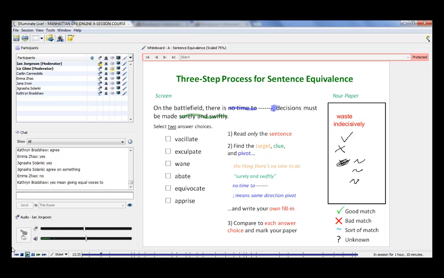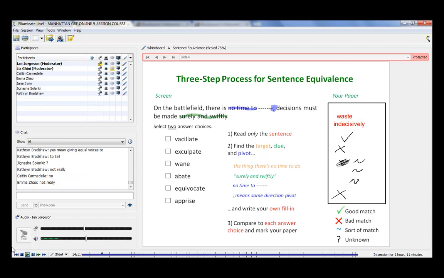Not to be confused with the word appraise. Appraise means to discover the value of something. What does apprise mean? Yeah, to tell something, to inform, right? Now, does that work? Does to tell or inform mean the same thing as wasting time or being indecisive? Okay, so let's put an X here.